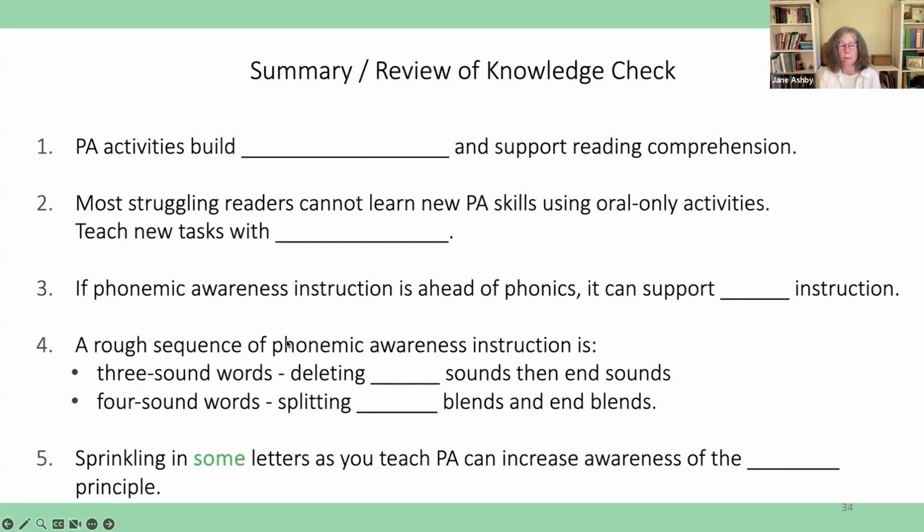How are you doing? Everybody doing well? A little recap. Sometimes it's tough when your brain is tired from participating in the session for a while. You're doing great though. Okay, number 5, sprinkling in some letters as you teach PA can increase awareness of what principle? If you bring a letter in some of your items as you're teaching PA, you're building the connection between the sounds and the letters, right? So that's the alphabetic principle. If you were thinking alphabetic principle, that's correct.